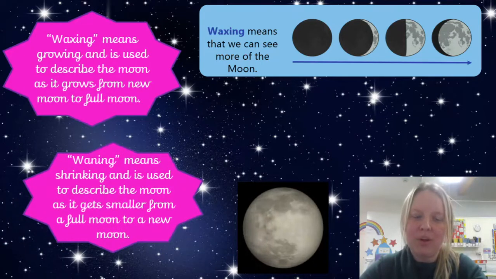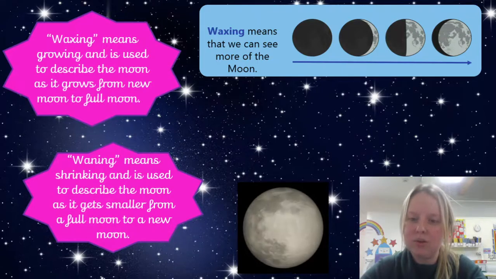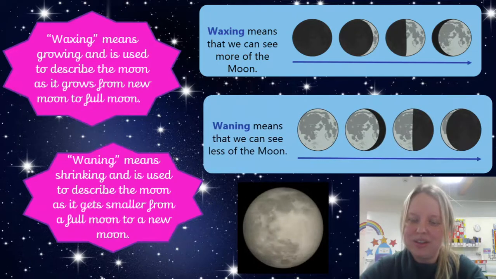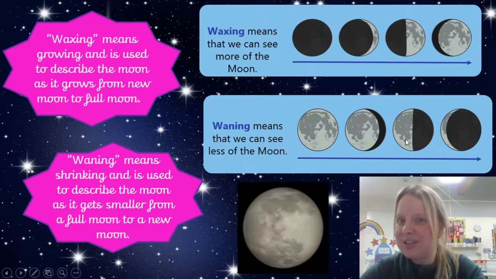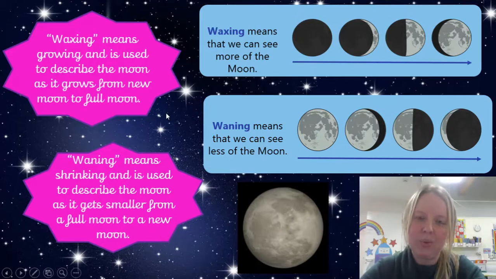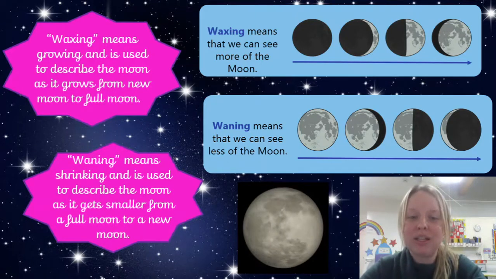Then our other word is called waning. Can you say the word waning? That's a funny word, isn't it? We've not used that word before. Waning. So waning actually means shrinking, and it's used to describe the moon as it gets smaller from a full moon to a new moon. So waning, can you see here it's a full moon and it looks as though it's getting smaller, so you can see less of it, yes? So waxing means that we can see more of the moon, and waning means that we can see less of the moon.